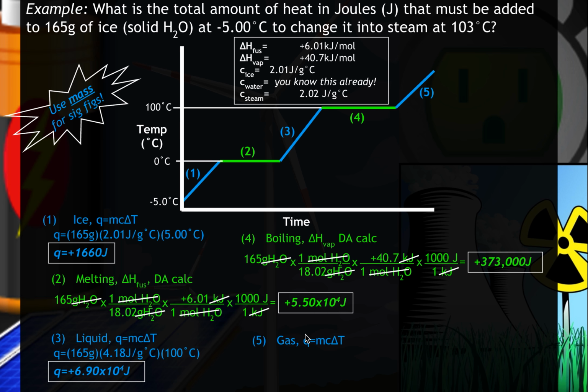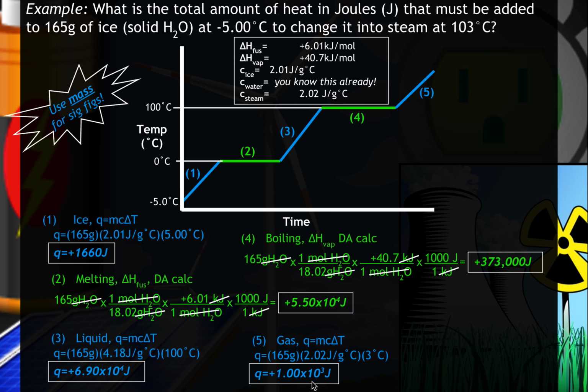One last little bit to do. Same formula I've been using all along. You can see that when you've got a tilted part of the graph, you're going to be using this formula. When you have a flat area of the graph, you're going to be using this formula. And this is just using dimensional analysis calculations. So here we are, 165 grams times the specific heat of steam. I'm getting that right off my chart here. And I'm only moving 3 degrees Celsius. I'm going from 100 to 103 degrees Celsius, so delta T of 3.